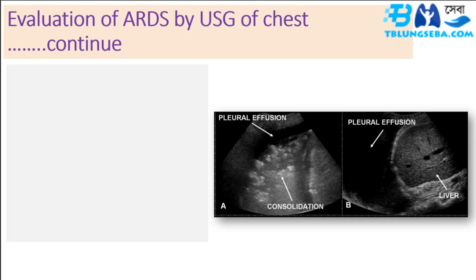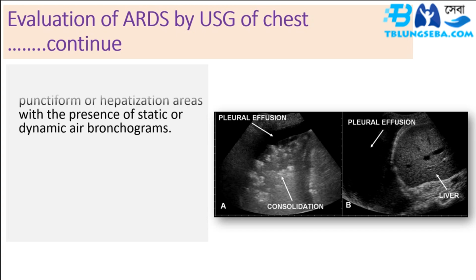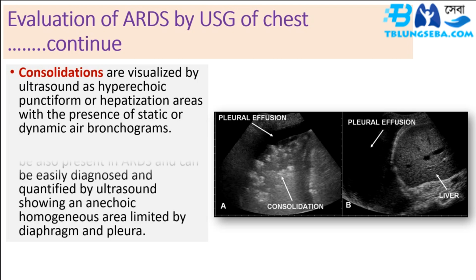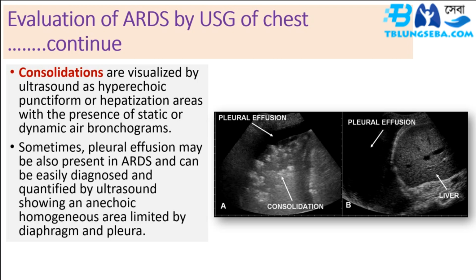Evaluation of ARDS by USG of chest continues. Consolidations are visualized by ultrasound as hyperechoic punctiform or hepatization areas with the presence of static or dynamic air bronchograms. Sometimes, pleural effusion may also be present in ARDS and can be easily diagnosed and quantified by ultrasound, showing an anechoic homogeneous area limited by diaphragm and pleura.